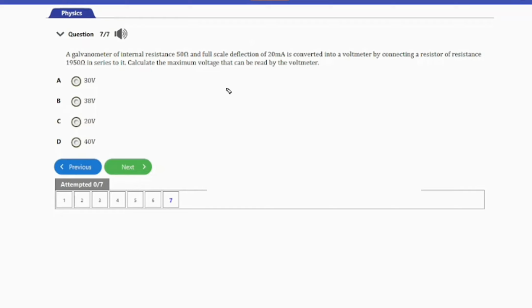So guys, V is equal to IR, and V here is equal to sum of IR for the galvanometer and that of the resistance. So here, the current is given, which is 20 milliamps, and that's 0.02 amps. So we're just going to do 50 ohms times 0.02 amps, and that's for the galvanometer, then plus 1950 ohms times 0.02 amps, and that's for the external resistance. So let's go ahead and calculate this, and then let's see what we have. So guys, that's 40 volts here, and that's option D here. So that's the answer to this question.